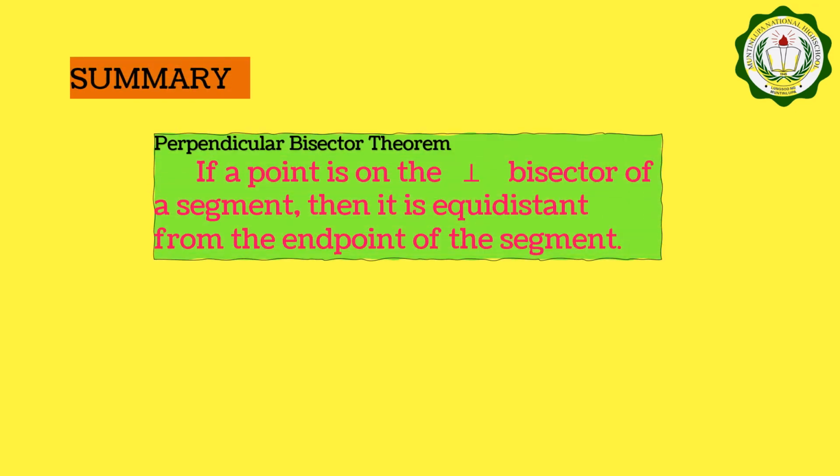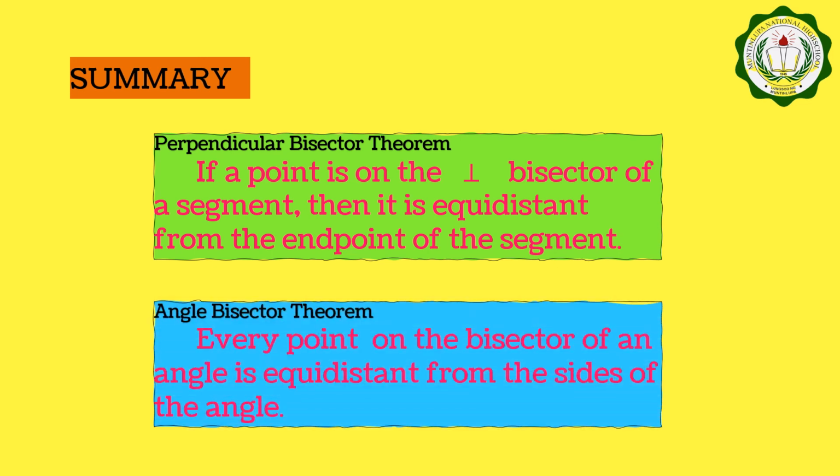And for our summary, perpendicular bisector theorem: if a point is on the perpendicular bisector of a segment, then it is equidistant from the endpoints of the segment. Angle bisector theorem: every point on the bisector of an angle is equidistant from the sides of the angle.